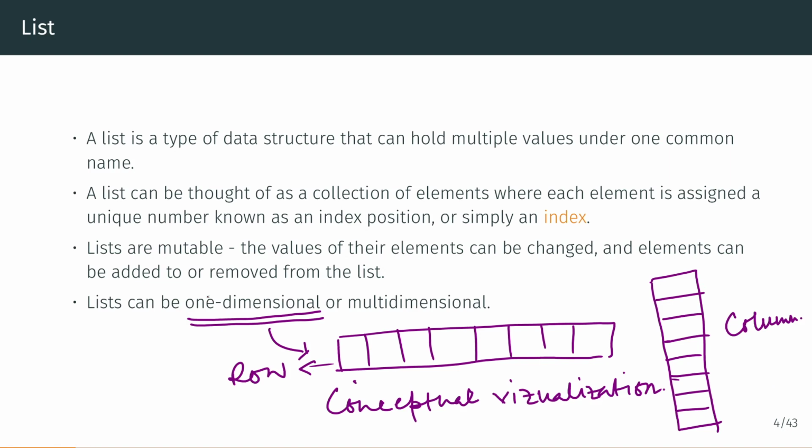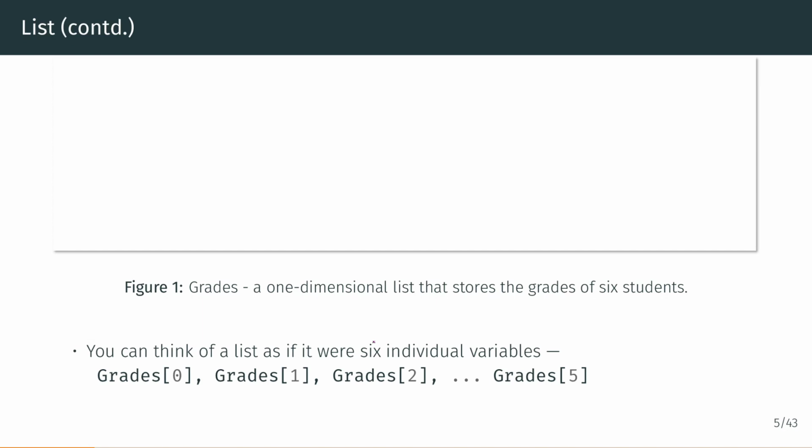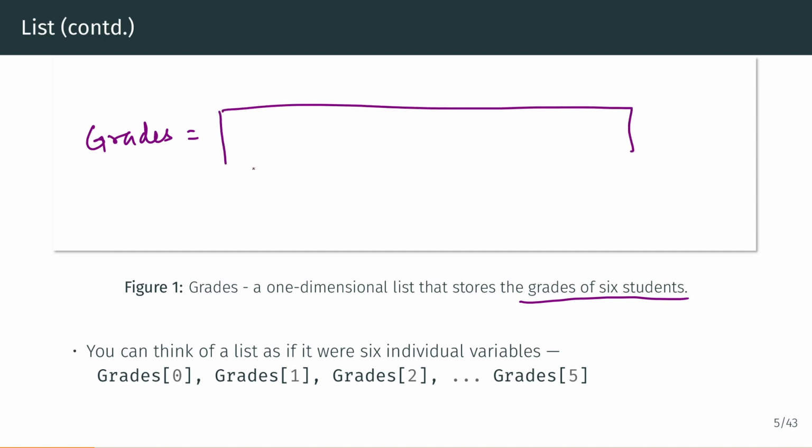So that's a list. Intuitive, right? A list is nothing but a collection. That's it. And we will only talk about one-dimensional lists. So what are the characteristics of a list? In this figure, we have a list called grades. The grades will be a one-dimensional list which will store the grades of 6 students.